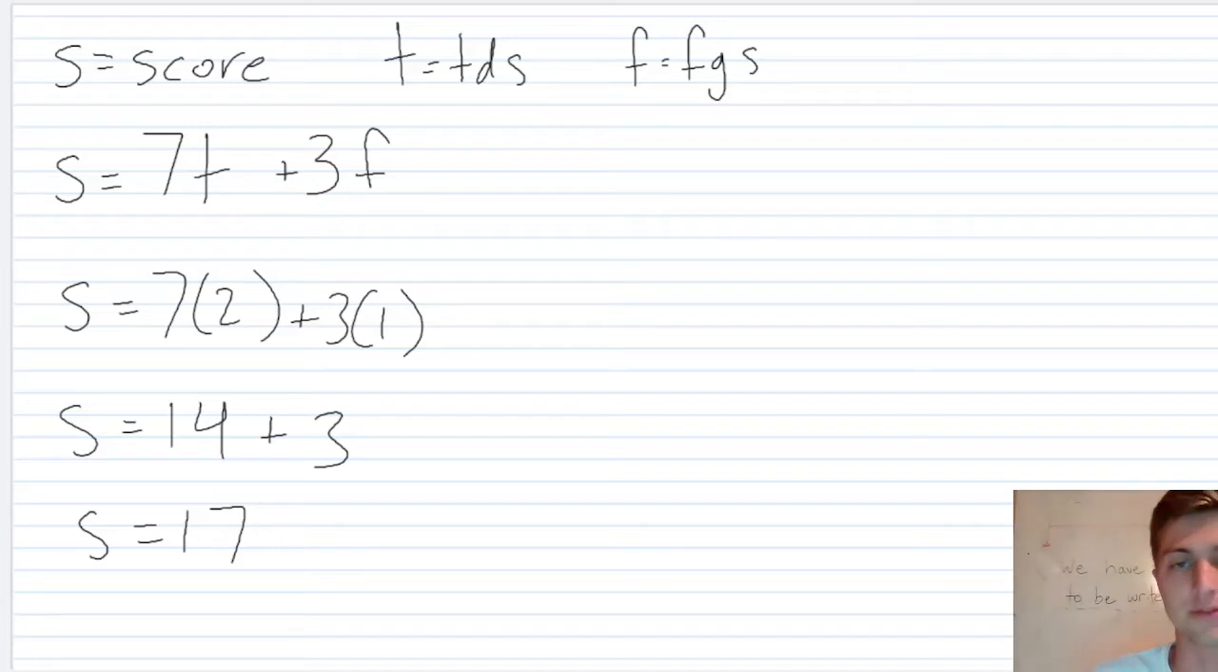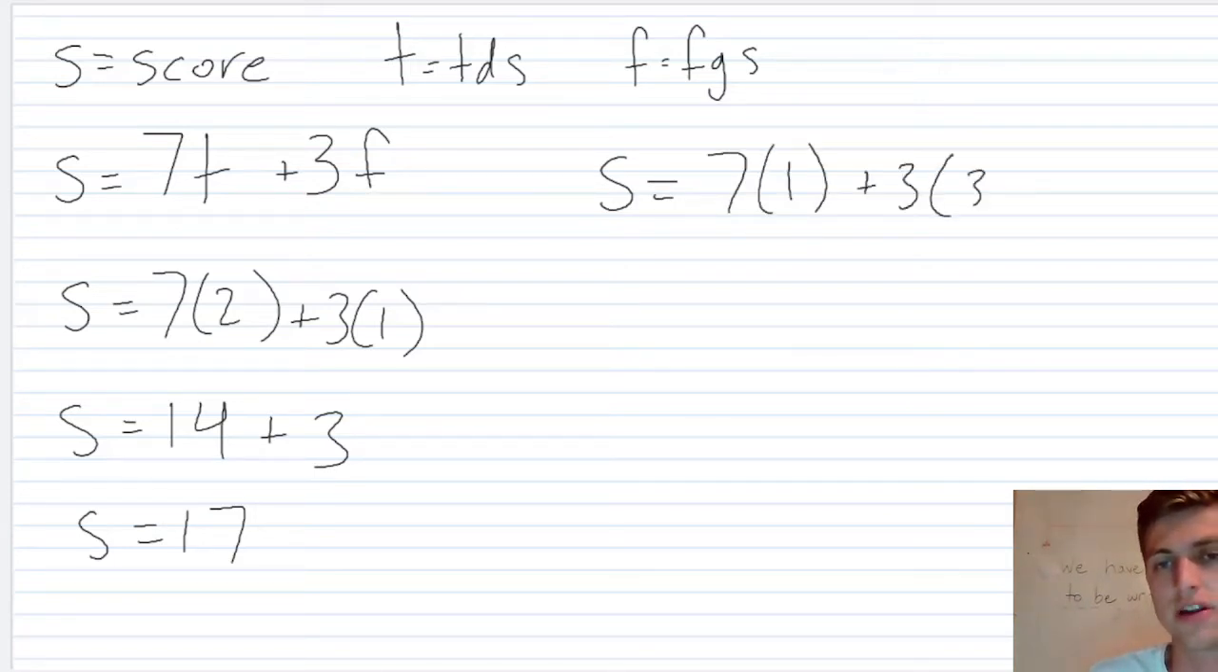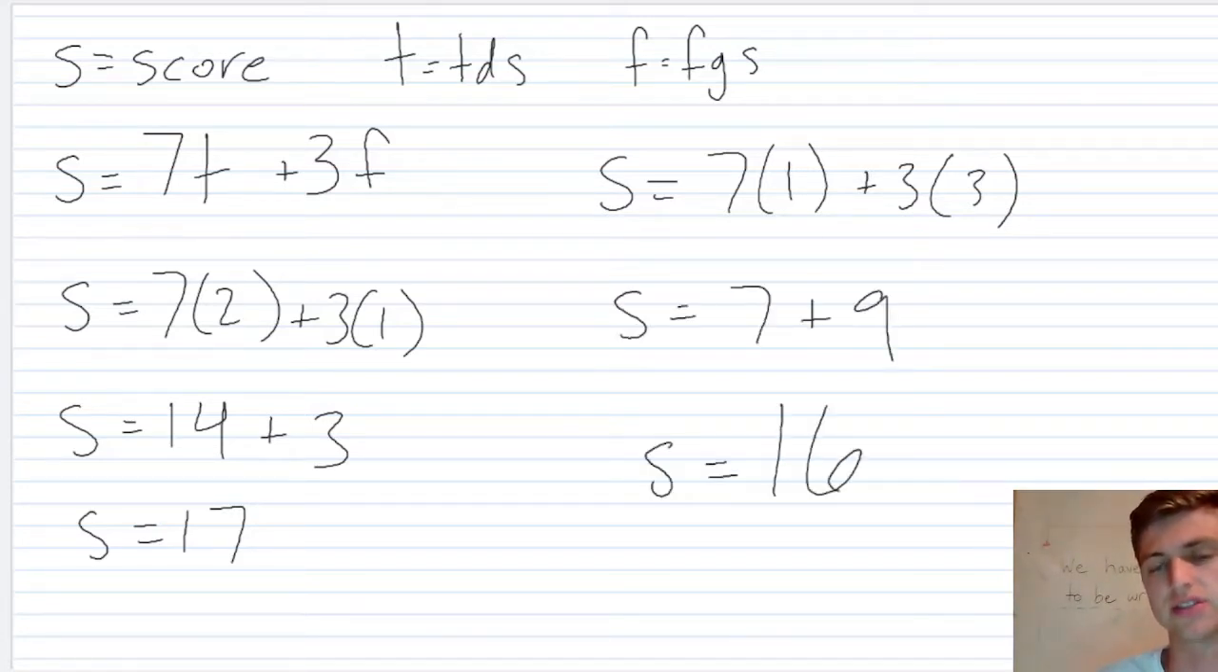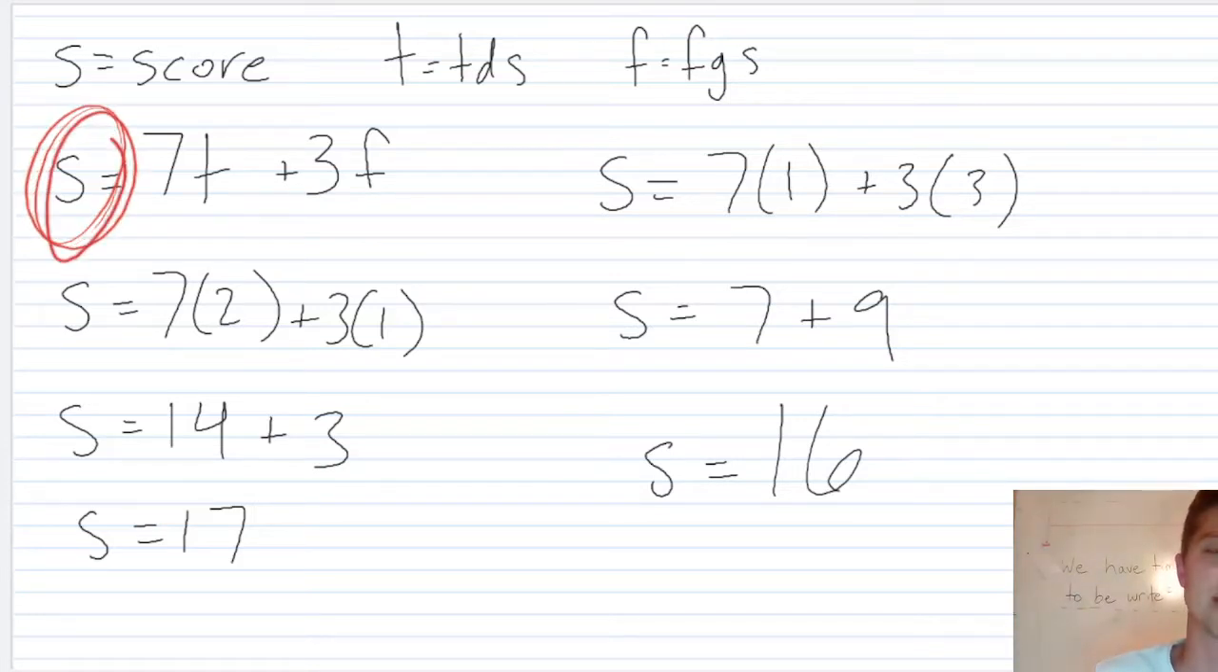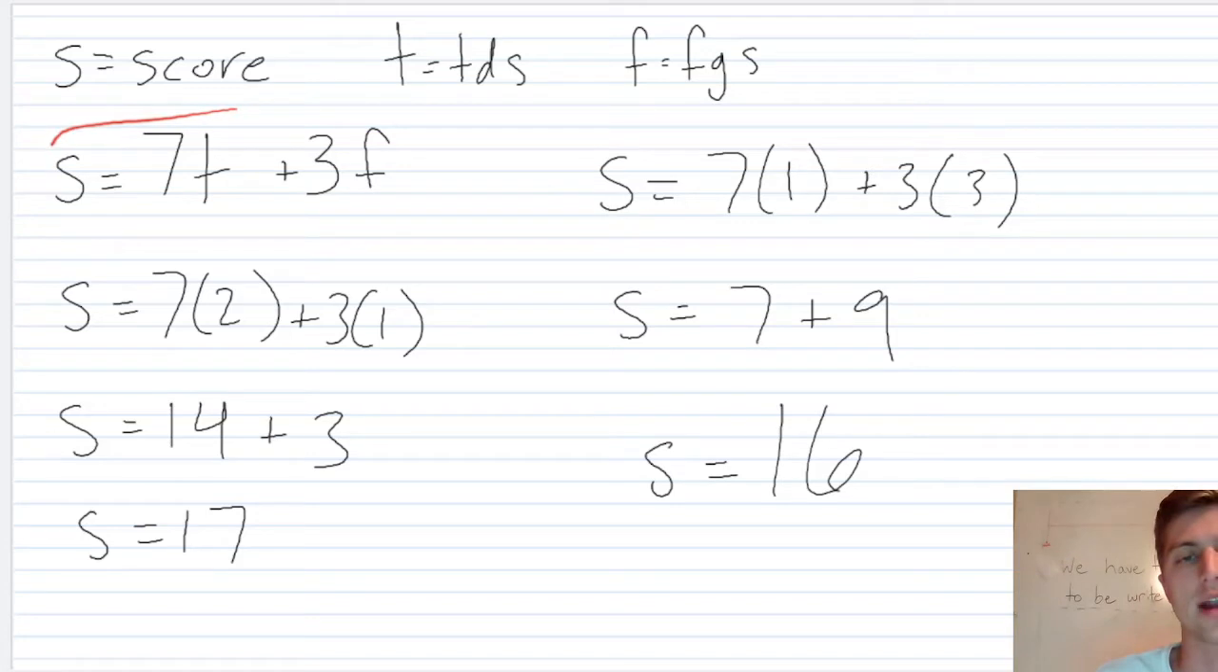Let's take another example. Let's say they scored 3 field goals and 1 touchdown. Score equals 7 times 1 plus 3 times 3. Score equals 7 plus 9. Score equals 16 points. So the main things of a formula, we want to be able to get the thing we want to know by itself on one side of the equal sign, and we want to write it as we say it, just like we say it in English. We want to get good at translating from one to another.